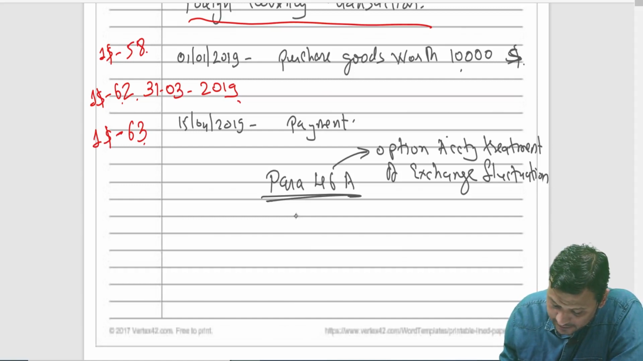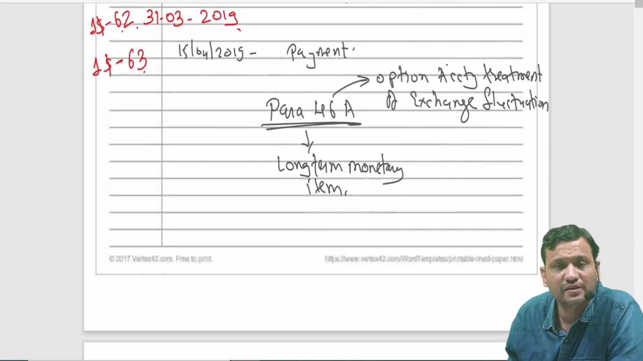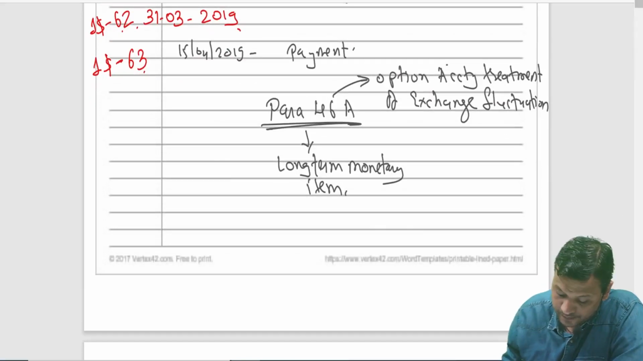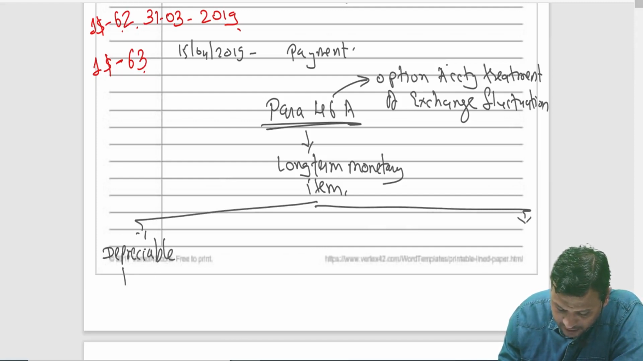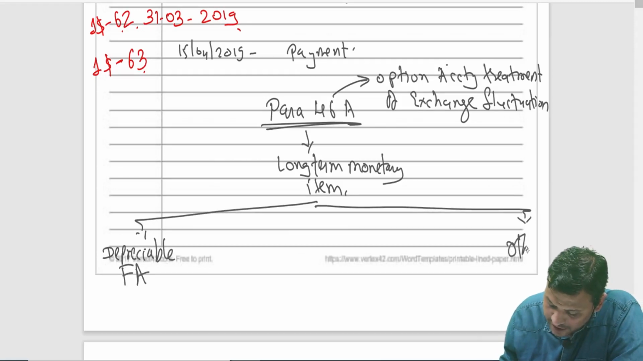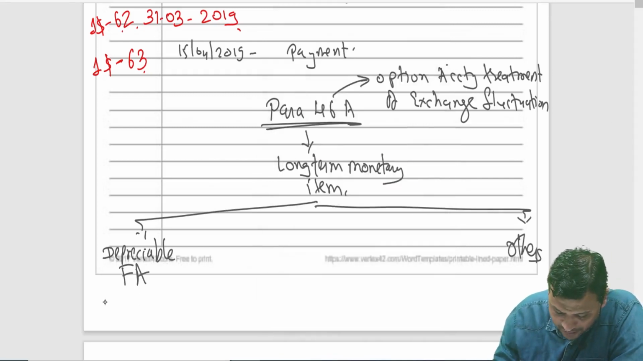It says that if you have a long-term monetary item, means any item which completes at least 12 months period is referred to as a long-term monetary item, and this long-term monetary item is in relation to a depreciable fixed asset, or it is in relation to others, then friends, what are we supposed to do? If it is in relation to a depreciable fixed asset, then exchange fluctuations are to be capitalized.